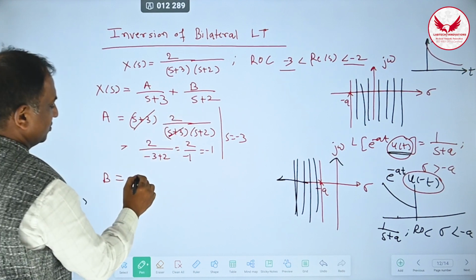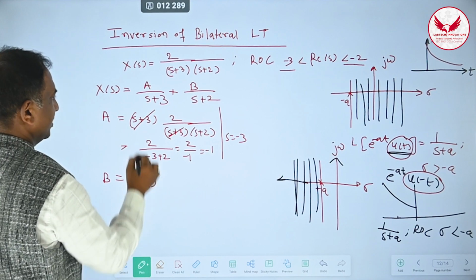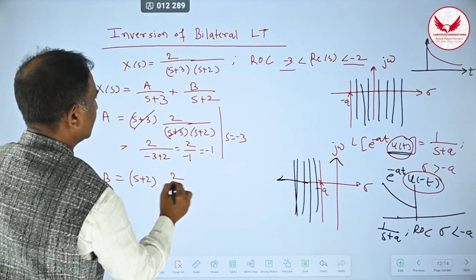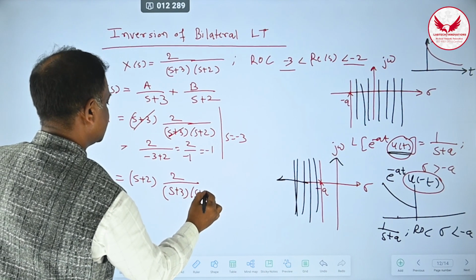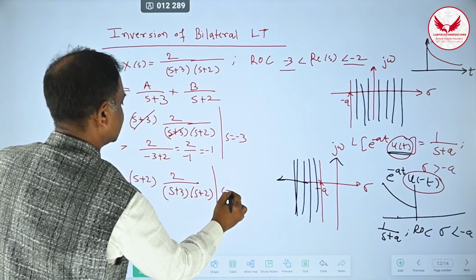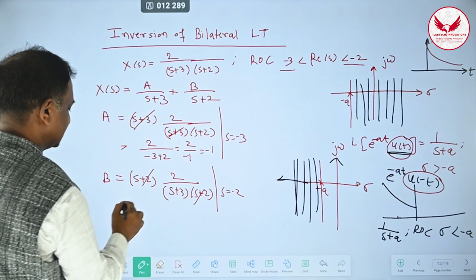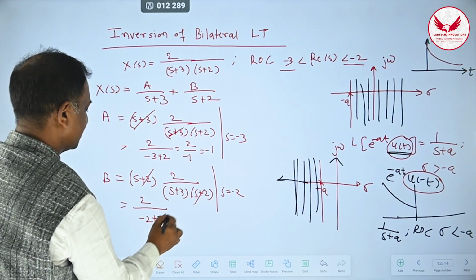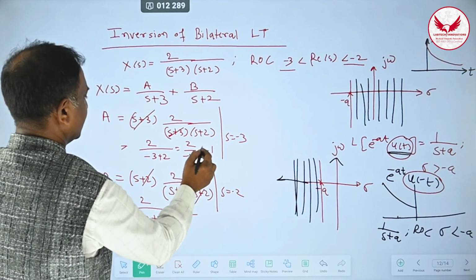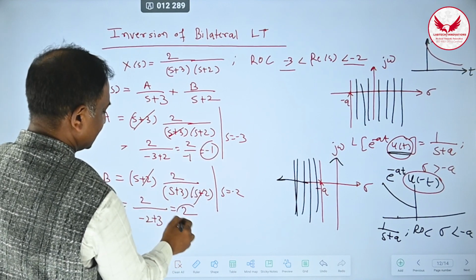So this is equal to (s plus 2) into X(s), where X(s) is equal to 2 upon (s plus 3) into (s plus 2). You put the value s equal to minus 2, so this will get cancelled. Minus 2 plus 3 is 1, so it is equal to 2. So a is equal to minus 1 and b is equal to 2.